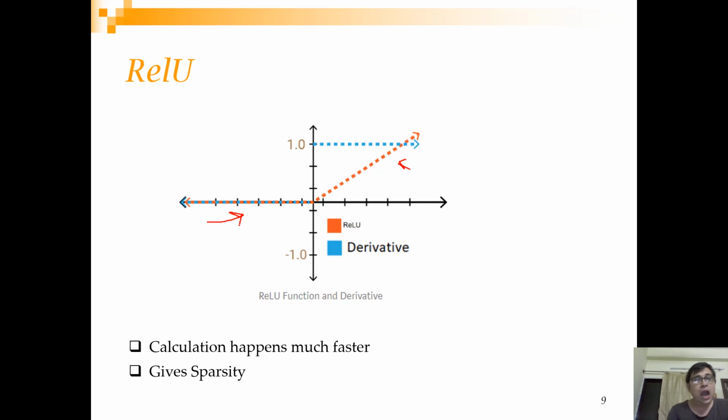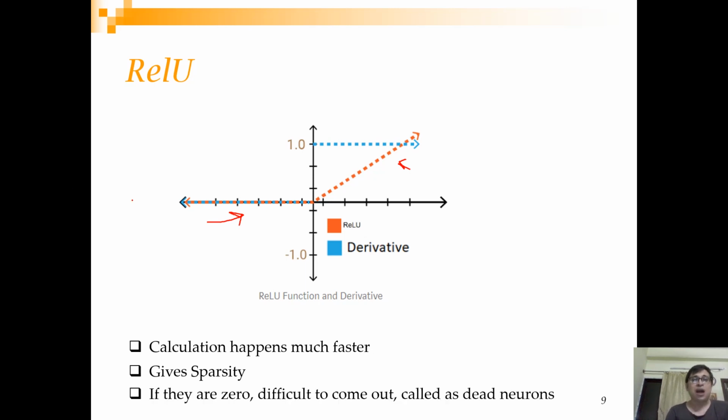Okay. However, it turns out that when your neurons are in this zone, it is very difficult for them to come out of here, right? Their gradient will be negative or 0 and they will stay there. So you call such neurons dead neurons. But before that, let me ask you one question.